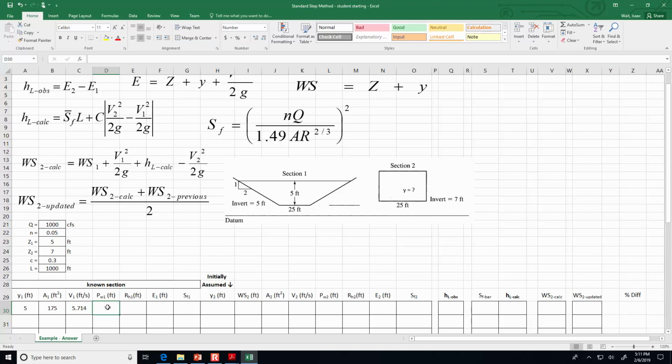Wetted perimeter, let's use that equation that's up on the whiteboard again. So it's 25 plus 4.472 times whatever the depth is. So our wetted perimeter should be 47.36. What that's talking about, wetted perimeter, is the distance that the water is in contact with. So you said 25 plus 4.472 times what? Times the depth, y. Yep. Okay. Hydraulic radius, R sub h, is the area divided by the wetted perimeter. That's the definition of hydraulic radius. So for that you should have 3.695.